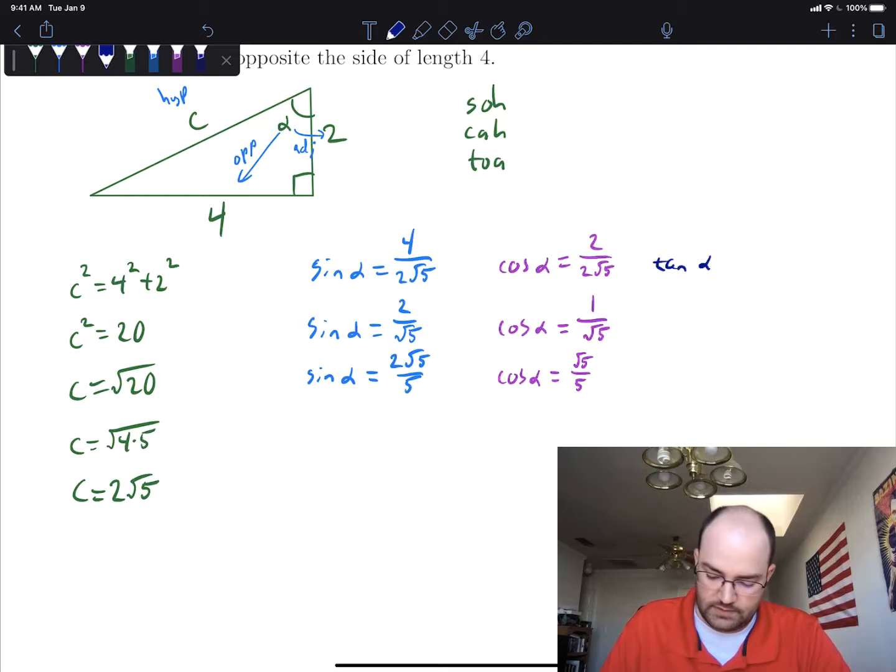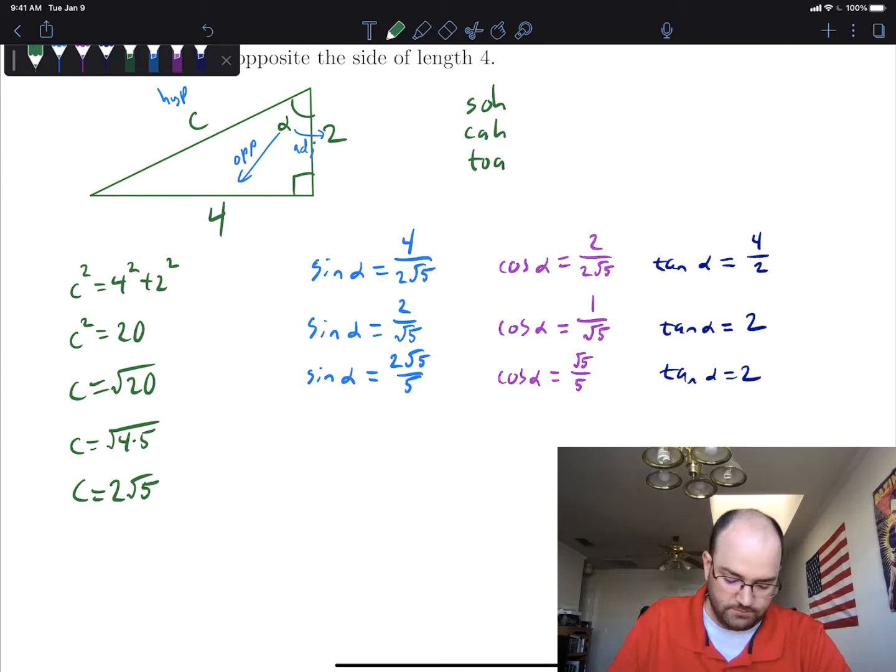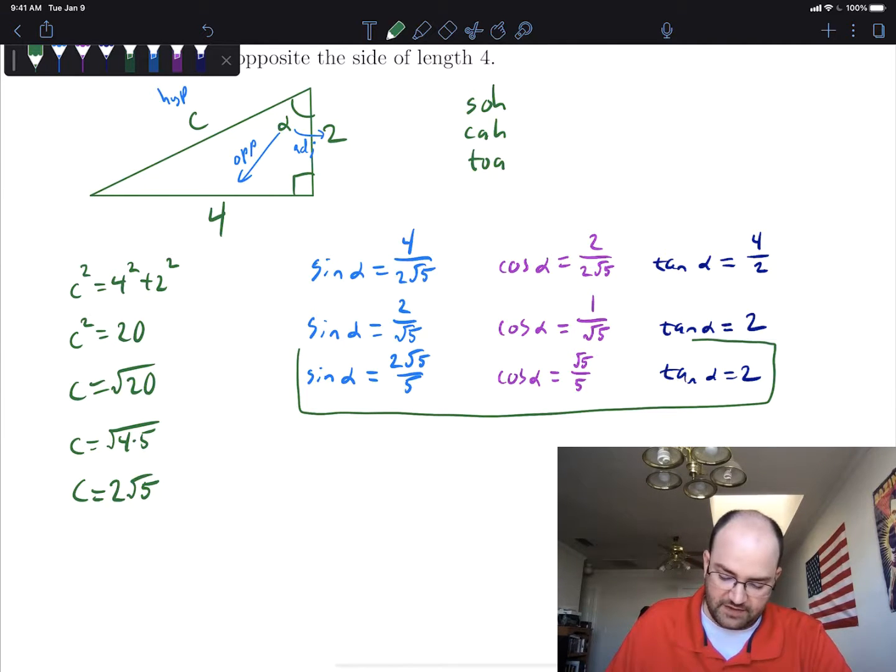Awesome. As for tangent alpha, opposite over adjacent. Opposite is 4, adjacent is 2. So tangent alpha equals 4 over 2. Simplified, it's just 2. So tangent alpha equals 2. Good deal. And this was all we were asked to find.